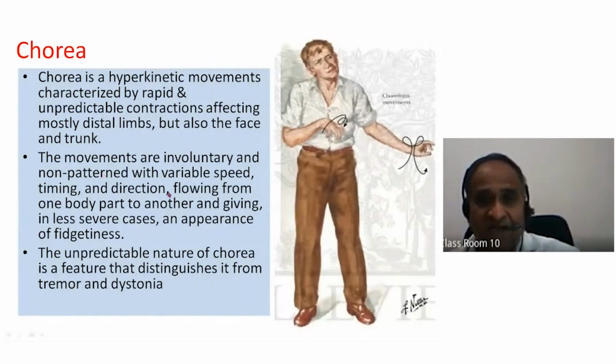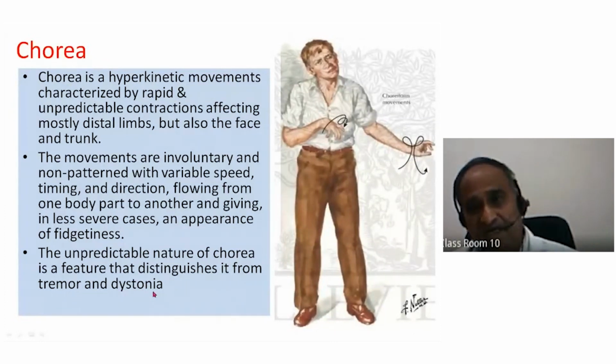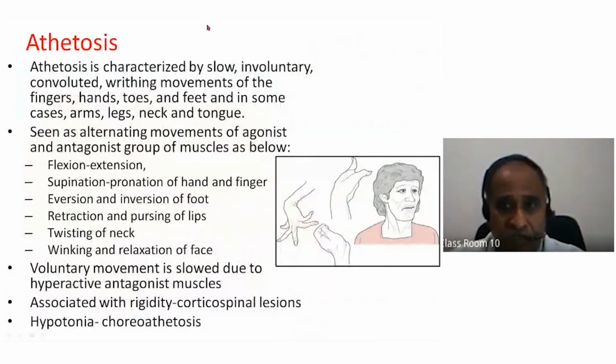They don't have a pattern, and their velocity, timing and directions are highly variable, and they are happening anywhere in the body, flowing from one body part to another body part, giving, in less severe cases, the appearance of fidgetiness. That means slow movements or something like that. This unpredictable nature of the chorea is a feature that distinguishes it from a tremor and dystonia. This is the chorea. Then comes the athetosis.